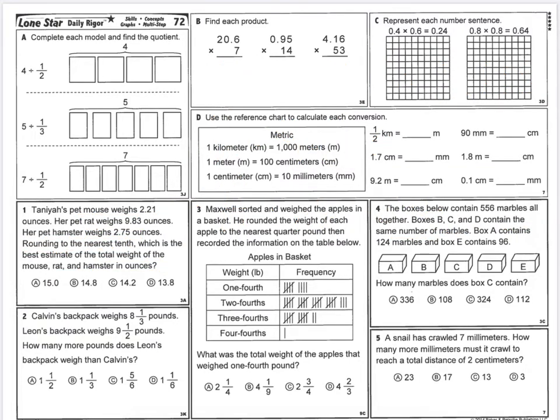Number 2, Calvin's backpack weighs 8 1/3 pounds. Leon's backpack weighs 9 1/2 pounds. How many more pounds does Leon's backpack weigh than Calvin's backpack? Okay, that means you are subtracting because they're looking for a difference. Calvin's is this, Leon's is this, and we're looking for a difference. So 8 1/3.